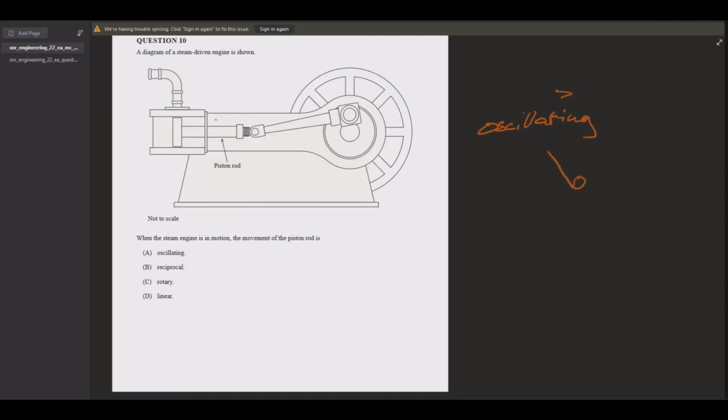So if you have an object, you've got like a yo-yo or something. The motion that it exhibits going back and forward, harmonic motion, that's oscillating. If you do physics, you'll know that that's harmonic motion.